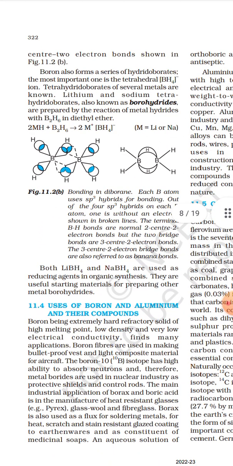Uses of boron and aluminium and their compounds. Boron, being an extremely hard refractory solid of high melting point, low density and very low electrical conductivity, finds many applications. Boron fibers are used in making bulletproof vests and light composite material for aircraft. The boron-10 isotope has a high ability to absorb neutrons, and therefore boron steel and metal borides are used in the nuclear industry as protective shields and control rods.